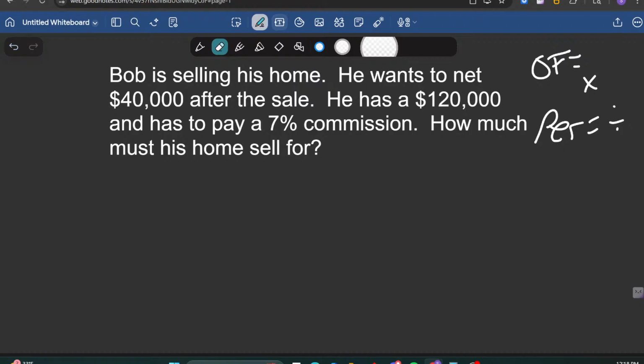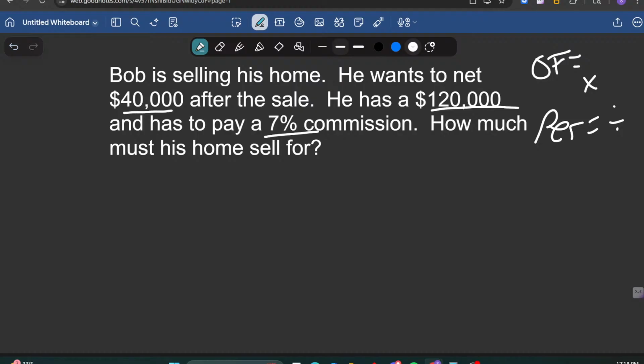So, would we all agree, the first thing that we need to do is write down, on your piece of paper, that he wants to net 40,000. He has a $120,000 mortgage. It should say mortgage, I didn't put that in there, and I'm not going back. He has a $120,000 mortgage that he needs to pay off, and he has to pay a 7% commission. Okay, so you should be writing that down, and the 7% commission.